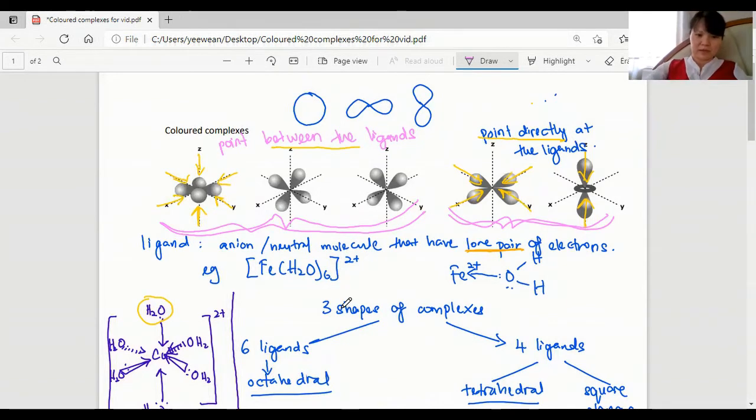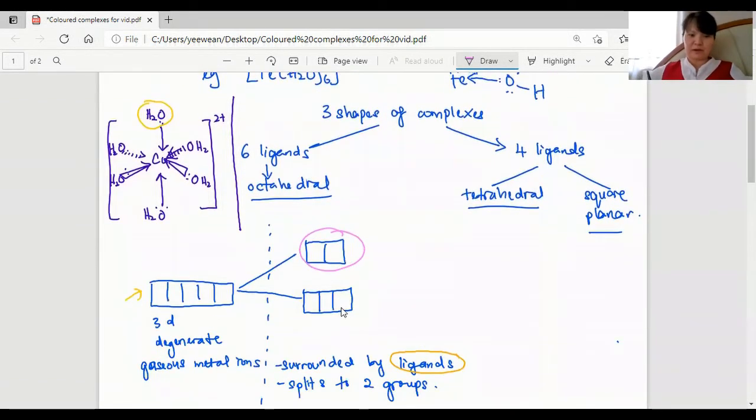These in-between ones have a lower energy level. Okay, so let's go back to your textbook and read that sentence again. Two of the metal ion d orbitals point directly at the ligands and so are raised in energy level. So that's the two that we mentioned just now, the two boxes that are higher above. Whereas the other three d orbitals point between the ligands and are lower in energy relative to the other two d orbitals.